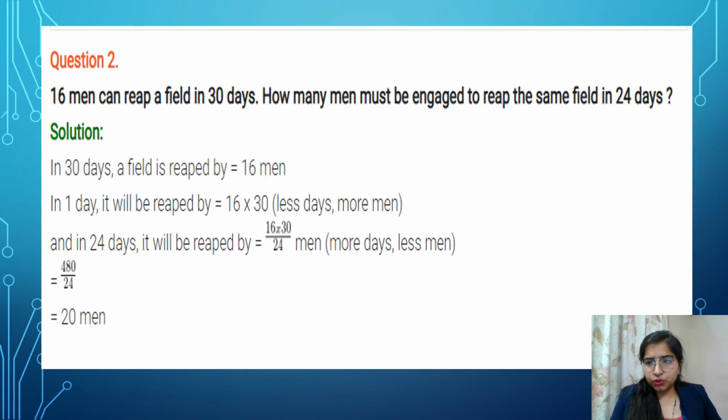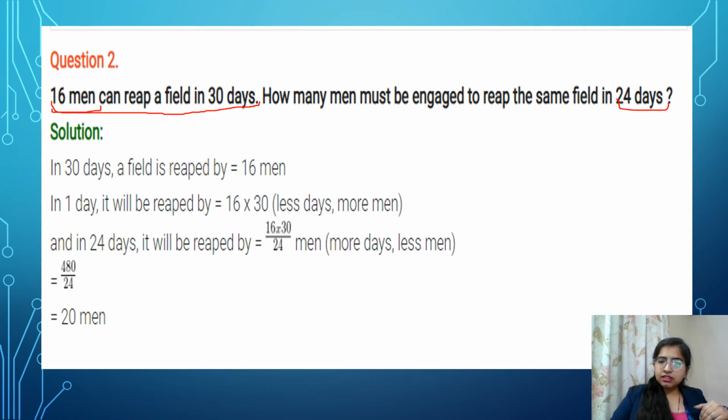Okay, coming to the next slide, all of you. Question number 2. You can see the next question. 16 men can reap a field in 30 days. Find how many men must be engaged to reap the same field in 24 days. Guys, listen, this is inverse. If 16 men can reap in 30 days, and it is asking for 24 days, the days are less, so obviously you have to increase the number of men. So the number of men will increase. So inverse proportion it is.